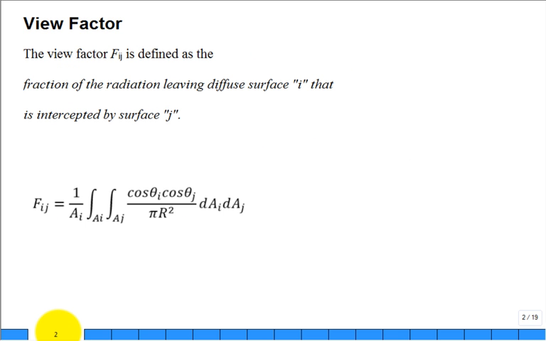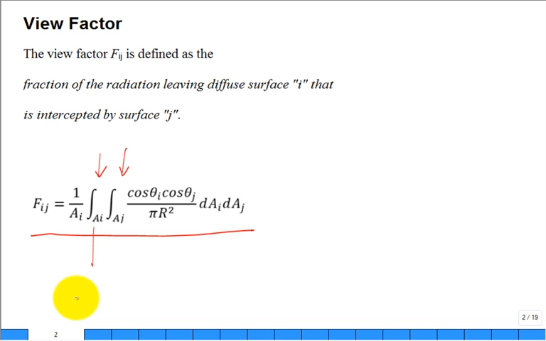So, the big one is the view factor. The view factor is given by this mathematical equation. All right, so you look at it and you say it's a double area integral. Very unique. I integrate over area 1 as well as, at the same time, integrating over area 2.